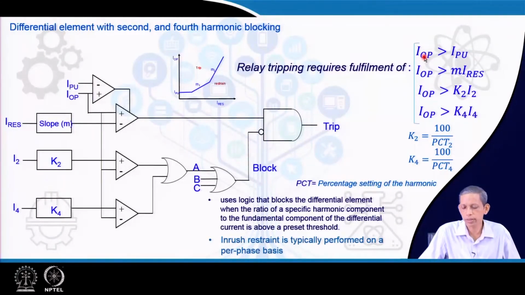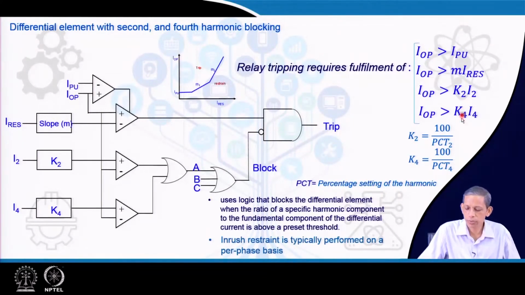This we have already known from earlier lectures: the operating current, that is the differential current, should be greater than the minimum pickup current. I operating should be greater than M1 or M2 times the restraining current, that is in this portion. The operating current should also be greater than K2 I2, the second harmonic component, and greater than K4 I4, the fourth harmonic component. These two components, I2 and I4, corresponding to the second and fourth harmonics, are used for blocking the relay from operating.